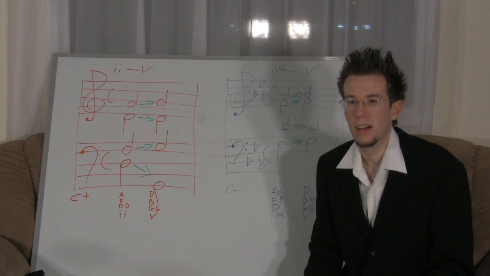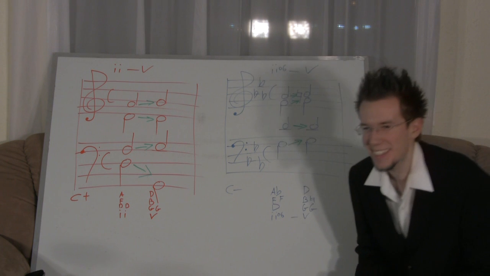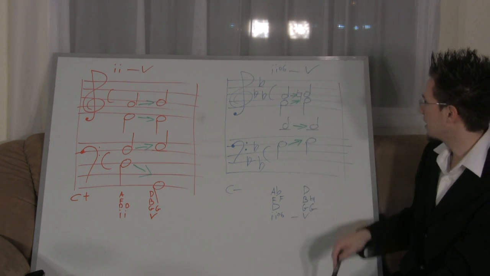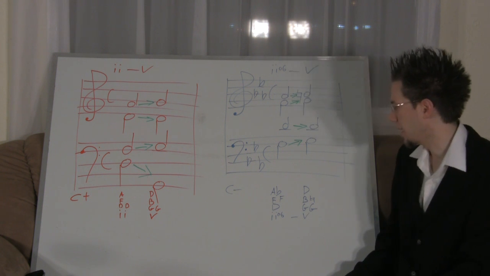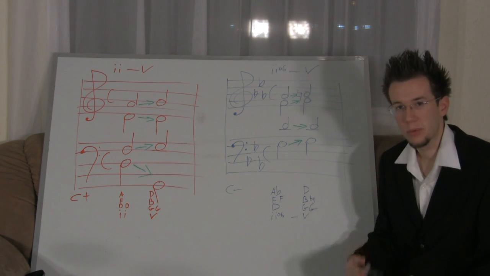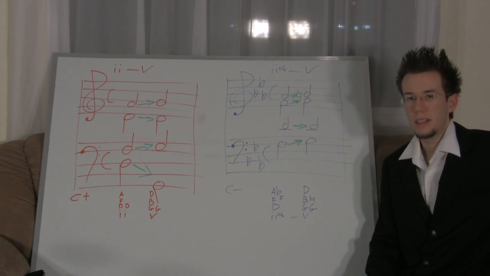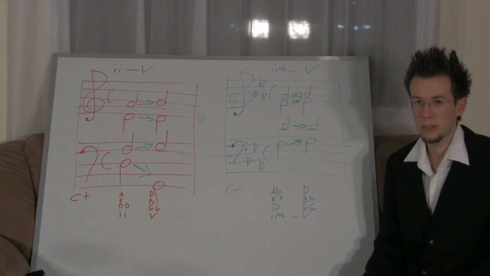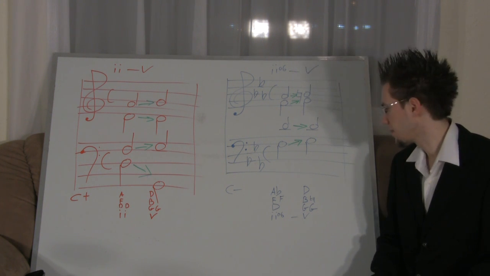But anyway, let's move along to the next one. Alright, so the minor version here is 2 diminished 6 to 5. Now, like I said before, this is a diminished chord because we have the A flat in there now. So it's D to F, a minor third, and F to A flat is a minor third as well. So that makes a diminished triad.